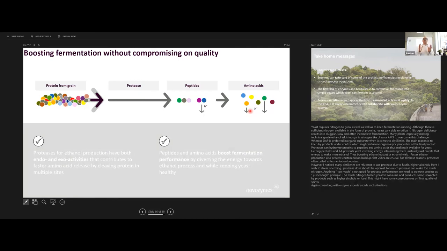But it comes with a caveat. Too much is also not good. Again, remember, too much and too little. We want just enough. Too much protein or too many amino acids is also not good, because it will produce fusel alcohols, which you guys hate. Distilleries don't want those fusels because they give a terrible headache.